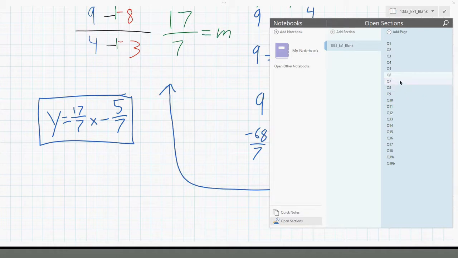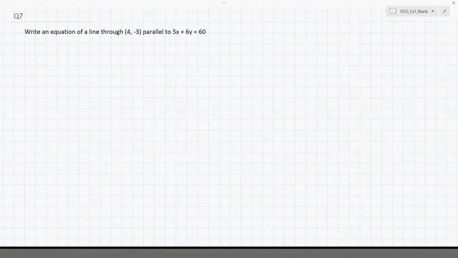All right, number 7. Write an equation of a line through a point, parallel to 5x plus 6y equals 60. So first we're going to have to turn the equation into y equals mx plus b form to figure out its slope. And then we're going to have to plug it in with those points to tell us what the b value is going to be.